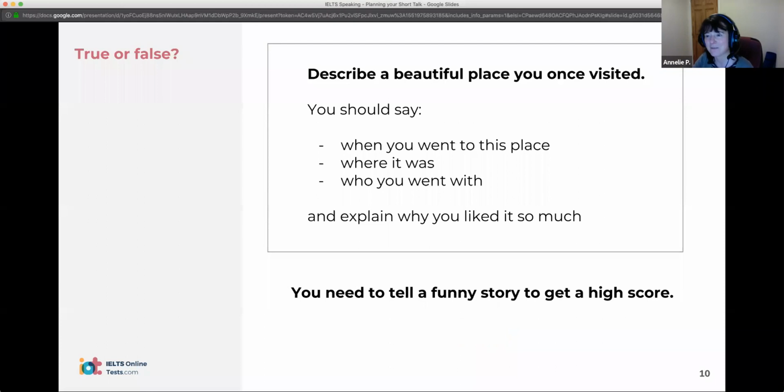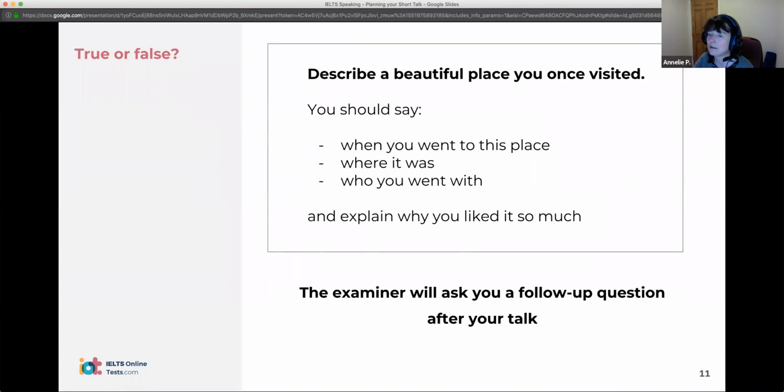You need to tell a funny story to get a high score? You don't need to tell a funny story. It doesn't need to be particularly interesting. They're only looking at your English.